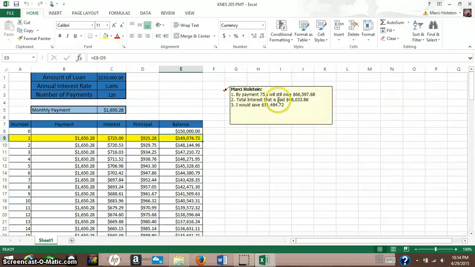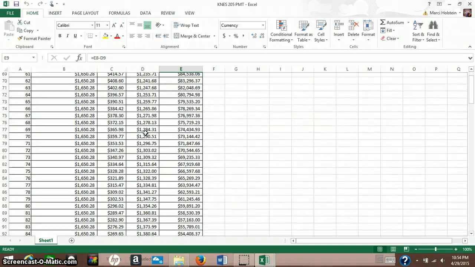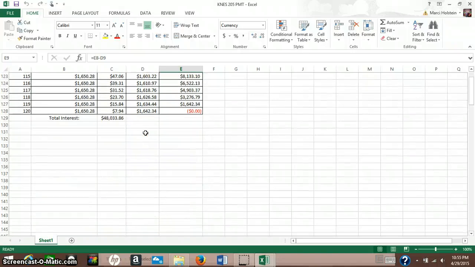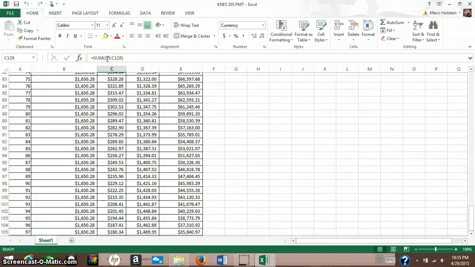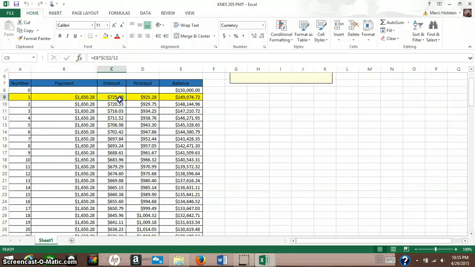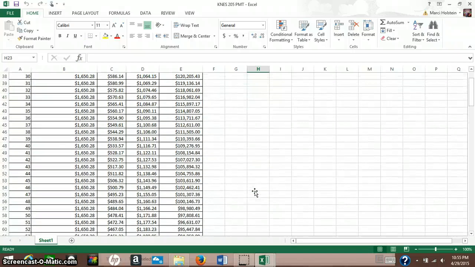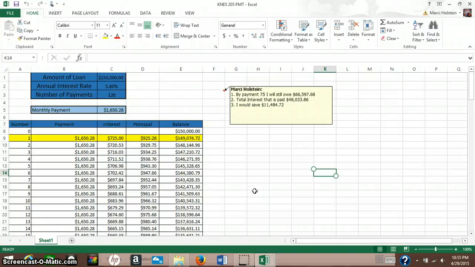For our total interest paid, all you have to do is go to your interest column, and what I did is I scrolled all the way down to the bottom. You press equal and then type in sum, open parentheses, and then I highlighted from the very first one all the way down. You continue to go down to the very end, and then you'll get your interest sum.